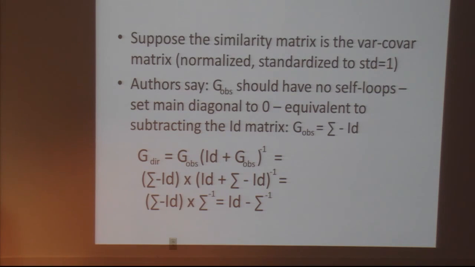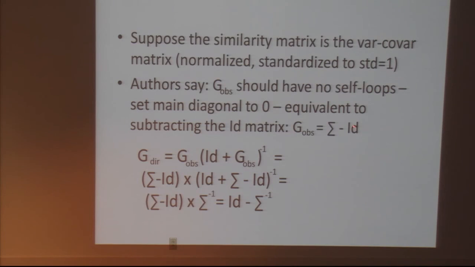And now, the authors of that paper, they have one little remark. They say, well, self-loops make no sense. Yeah? We want one gene to influence another gene. So what they do in their program is they set the main diagonal of the observed data to 0. If I do this normalization and standardization, what that amounts to is that I take my variance-covariance matrix, and the main diagonal of this will be 1. And when I subtract the identity matrix, that's how they compute their matrix of observed similarity values.